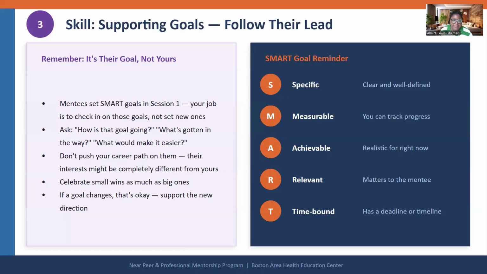So, really, calling that out, or even just asking, how's the goal going? What has gotten in your way weekly of being able to move towards that goal? What would make it easier? And again, if the goal changes, letting them know that it's okay if you want to change that goal. It's probably not working out now, and that's okay. And support their new direction with that as well.